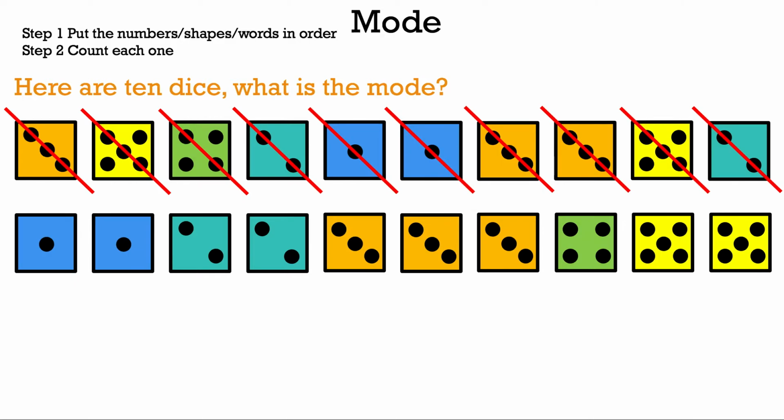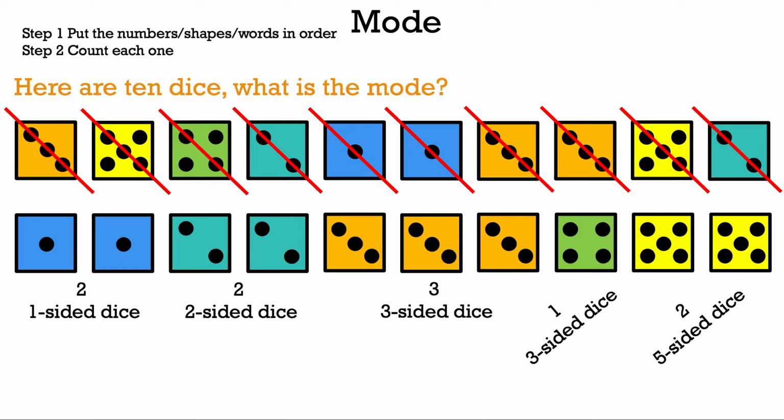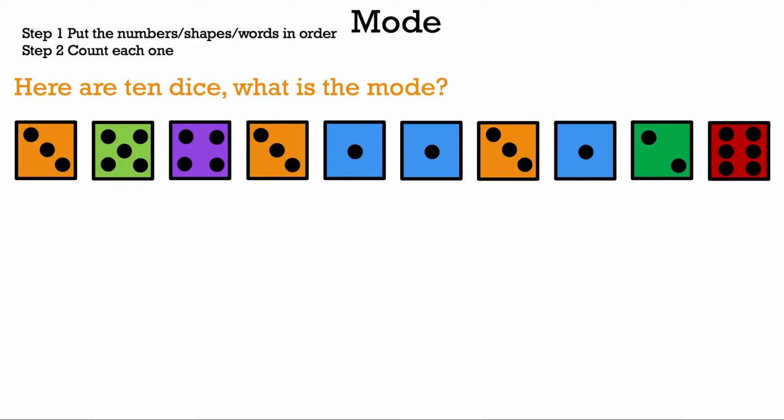So now that we put these in order, you can see that there are two one-sided dice, two two-sided dice, three three-sided dice, one four-sided dice, and two five-sided dice. So that means my mode is going to be 3, or three-sided dice, because that is the most. So let's take a look at this example.